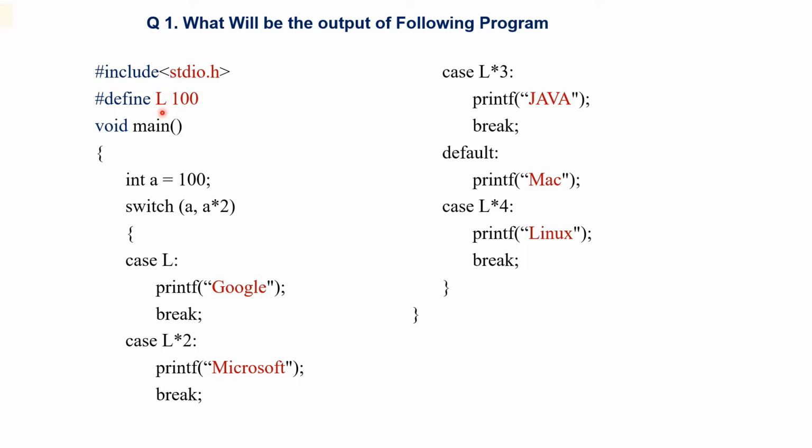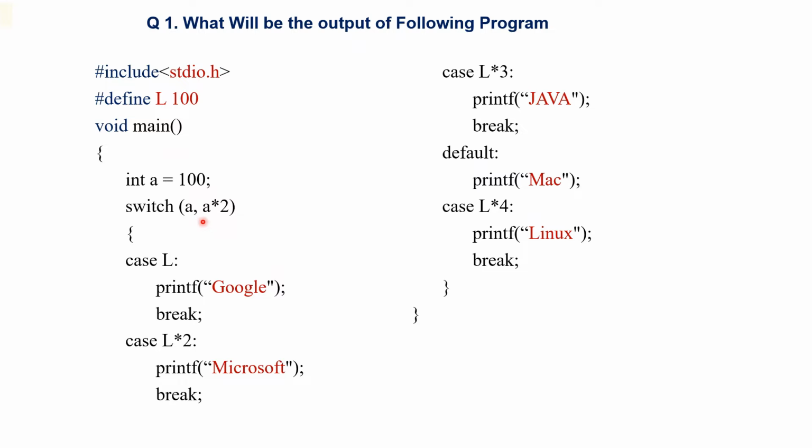So here symbolic constant L is defined having the value 100, and in the main function an integer variable a is declared which is equal to value 100. The next statement here is the switch statement, and the switch expression is actually (L, a*2). So here a comma operator is used. So we have studied the comma operator earlier.